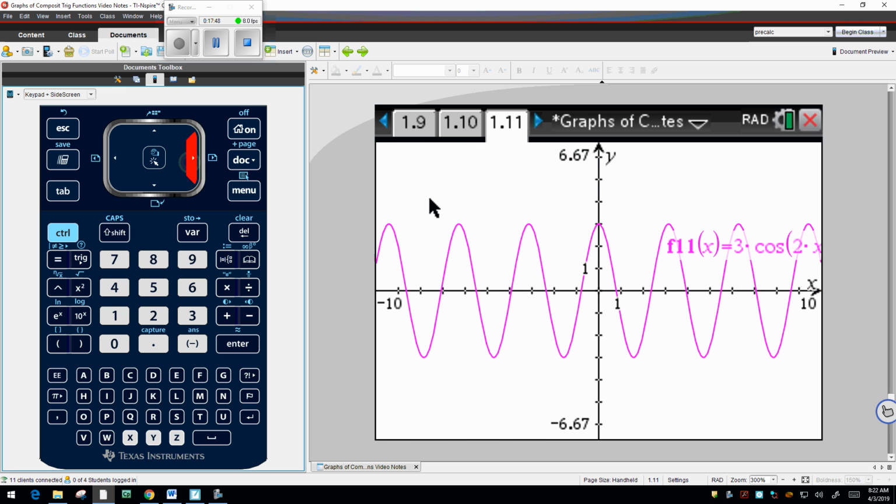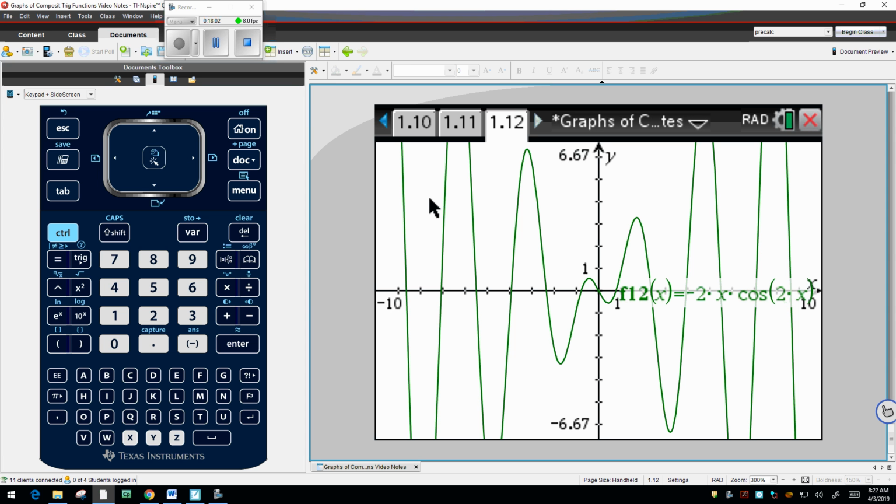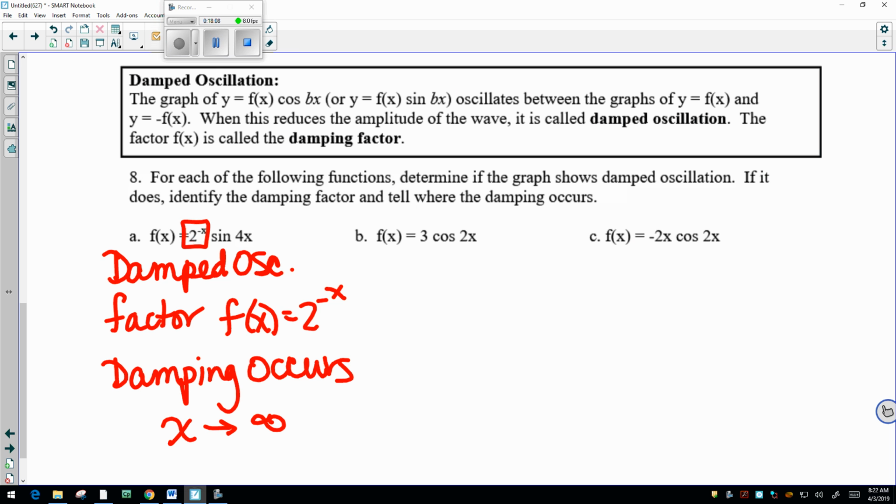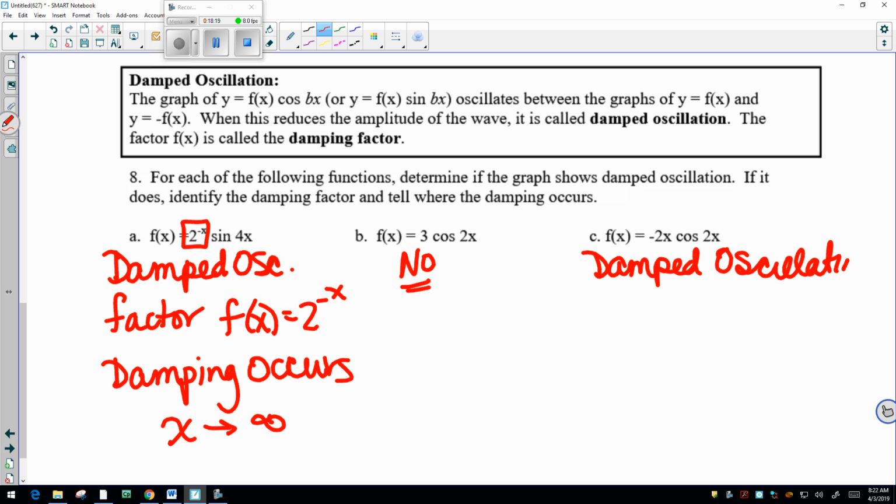Okay. Next picture we have, there's nothing happening. That's just a basic trig graph. It has no damping whatsoever, so no damping factor, no damped oscillation. And our last one, again, it does get squished towards the origin. It does have damped oscillation. So I could say, okay, so we said none here, but yes, this one does have damped oscillation. So our factor comes from what we're multiplying our trig graph by, which our factor now becomes negative 2x.